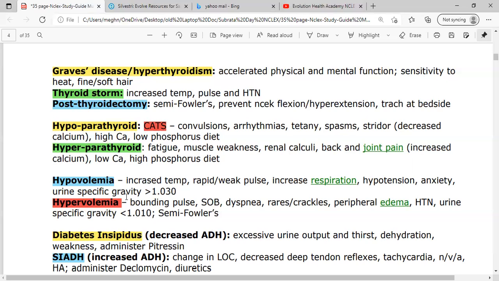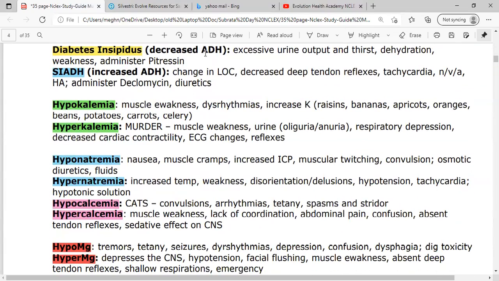In case of hypervolemia, we find bounding pulses, shortness of breath, dyspnea, and also added sounds present in the lungs, right? Like crackles. Also peripheral edema develops because the problem is fluid overload. Hypertension. Urine specific gravity goes down because fluid goes up and concentration goes down, less than 1.010. Semi-Fowler position is good for them.